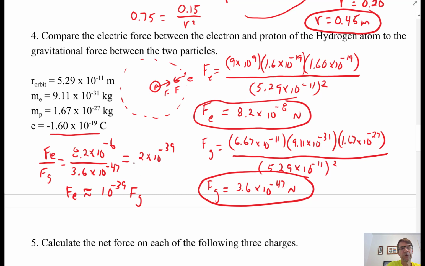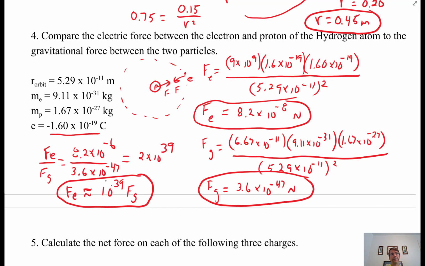I'm sorry, that should be positive 39. I made a mistake there. That's a big mistake. That's positive 39. It's a bigger force, not a smaller force. The other way to think about that is that when you divide by a negative exponent, you're basically adding the 47 to 6. So it's 10 to the positive 39. Okay, so the electrical force is 1 followed by 39 zeros times bigger than the gravitational force. I don't even know if there's a word for that. Billion, billion, billion, billion, billion, billion, billions. So bottom line is the electrical force is what keeps the electrons in orbit, not gravity.